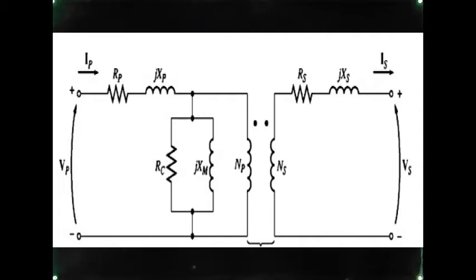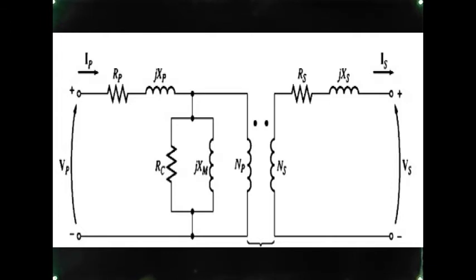Then you have RC and XM. RC represents the core loss component due to hysteresis and eddy current losses, and XM represents the magnetization current that is responsible for the production of magnetic flux in the machine that links the primary and the secondary winding.